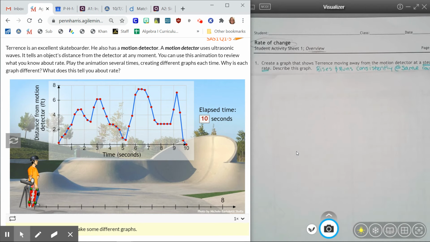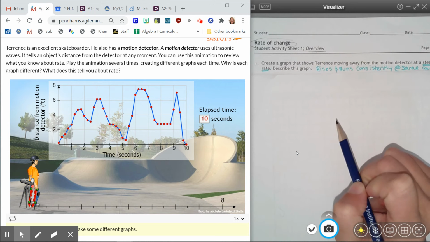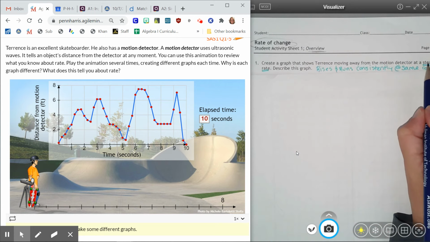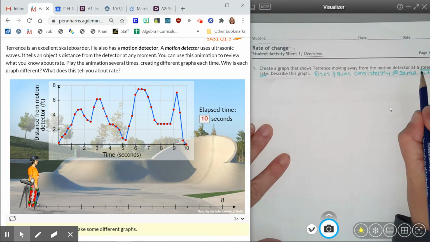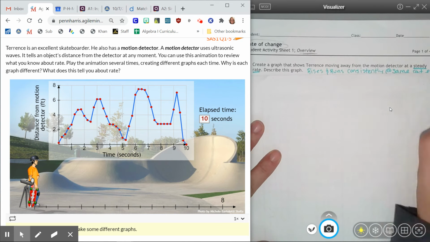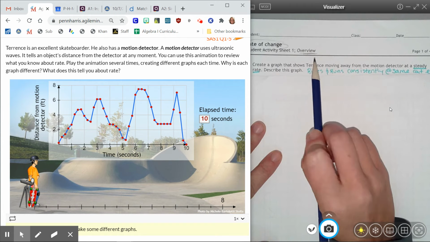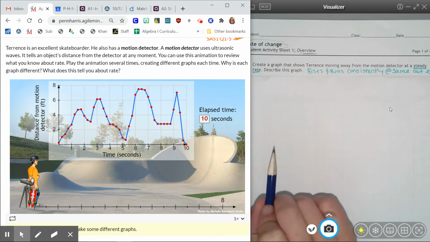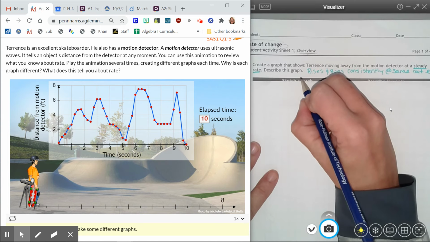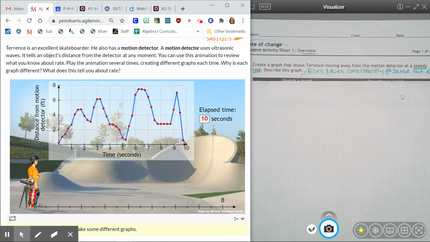So the first question here is to create a graph that shows Terrence moving away from the motion detector at a steady rate. Okay, so before we can do anything with the graph here, we need to understand what it means by steady rate. And what that means is that the graph rises and runs consistently at the same rate. So again, that means it rises, he goes up and over, or falls down and over.